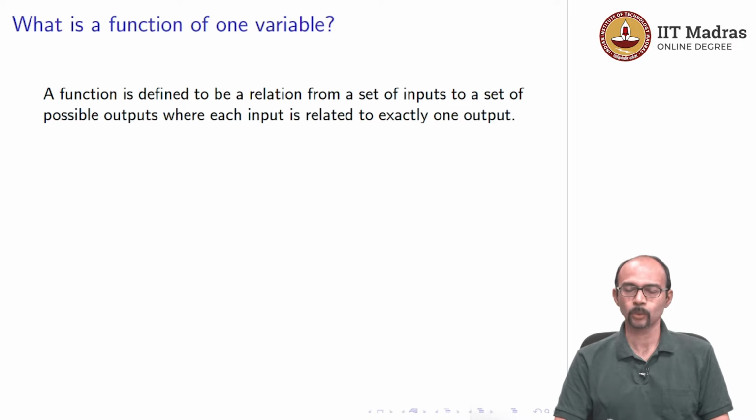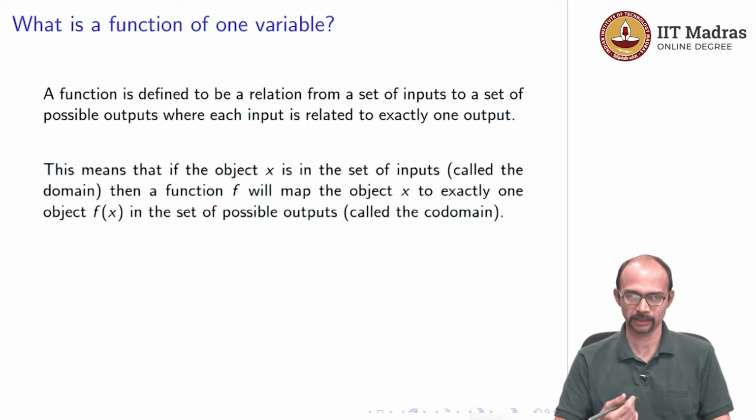Okay, so let's start with what is a function of one variable. So a function is defined to be a relation from a set of inputs to a set of possible outputs, where each input is related to exactly one output. Okay, this is a slightly cumbersome definition, but in a minute we will make more sense of that. In fact, this is not exactly a definition, but a heuristic about what a function is.